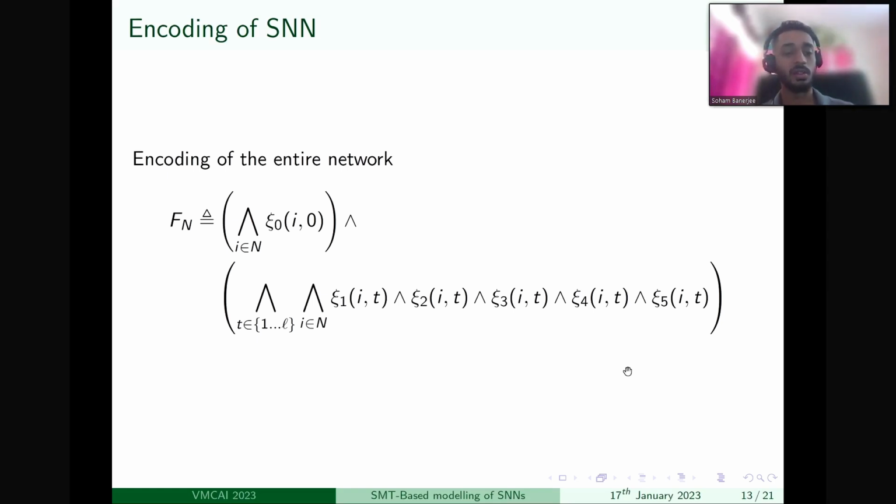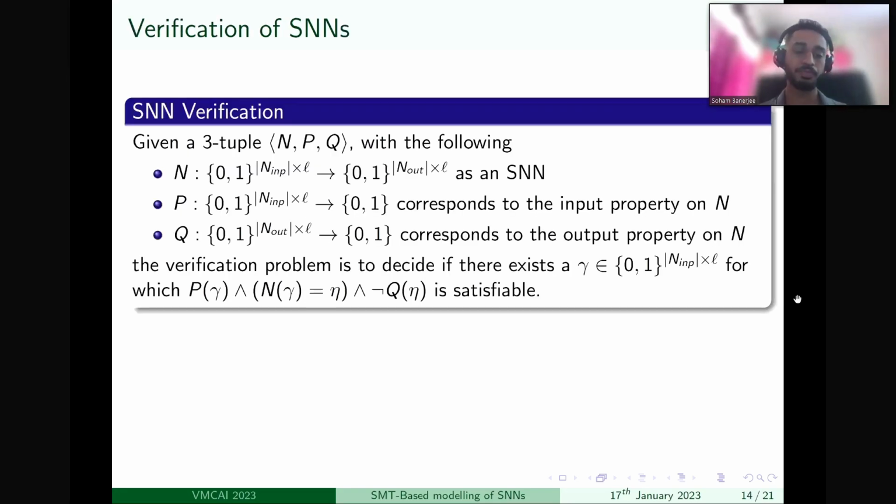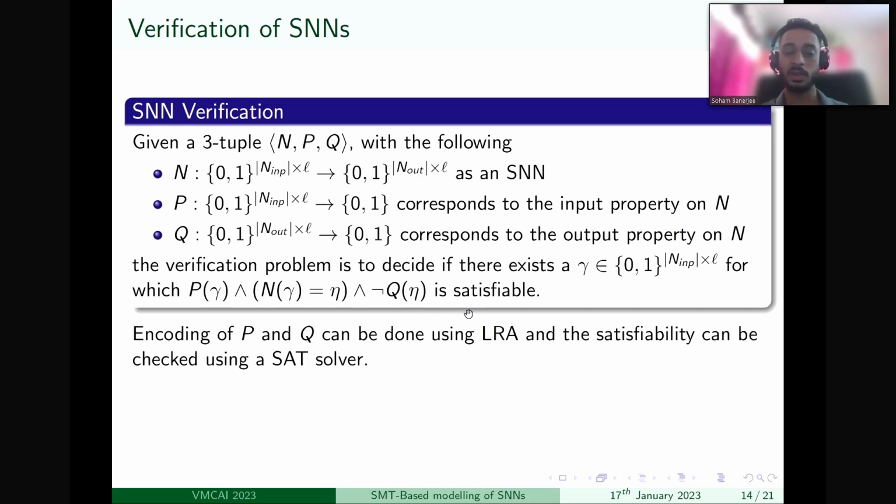Now that we have successfully encoded the neural network, we can move on to verification of spiking neural networks. So verification of a spiking neural network is a problem where, given a spiking neural network N, an input property P, and an output property Q, we need to decide if there exists a gamma for which the input property is satisfied, the network generates an output eta, and the output property is not satisfied.